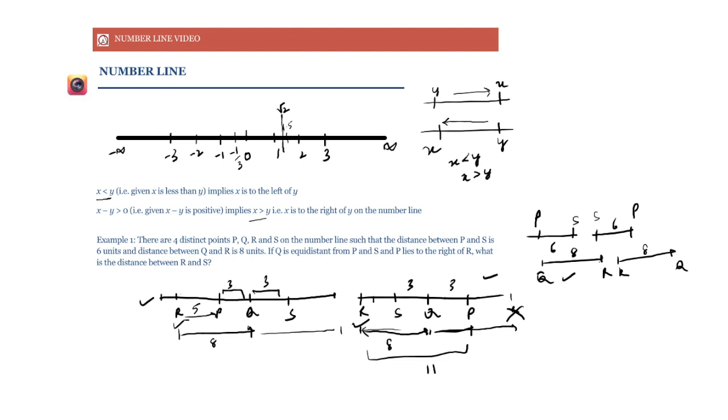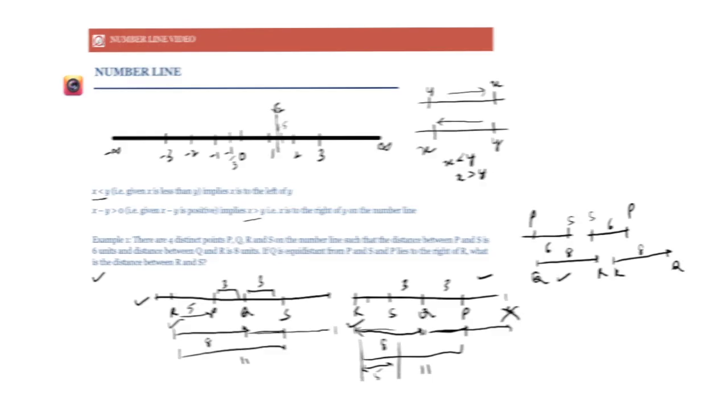So what is the distance between R and S? Between R and S over here, it is 8 plus 3, that is 11. And between R and S over here, the distance is 8 minus 3, which is equal to 5. So the distance could either be 11 or 5, depending on which case it actually is. Either is possible as per the given information to us.